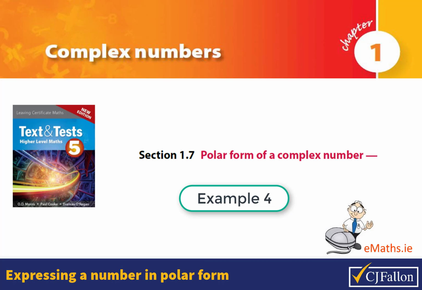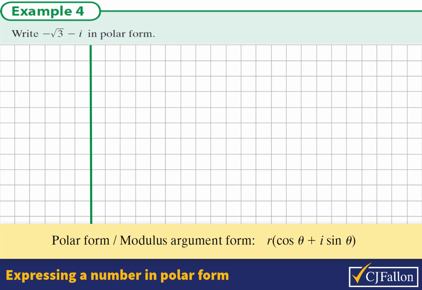Polar form of a complex number, example 4. We're to write negative root 3 minus i in polar form. To express a number in polar form, it's in terms of its modulus and argument. If we sketch the number, it gives us a concrete idea of what we're talking about. The real part of this number is negative root 3, that's roughly negative 1.7, and the imaginary part is negative i.